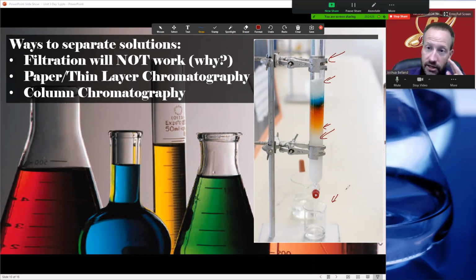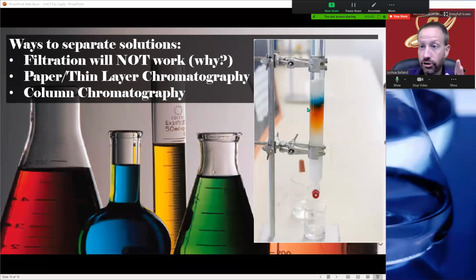Again, it separates things based on how well they form those intermolecular forces with what's in the column. If they do it well, they're going to be in that column a long time. They'll be in the last beaker you catch. If they don't make good bonds with what's in that column packing, then it's going to come out one of the first sets. So that's column chromatography, just another form of separating based on intermolecular forces.